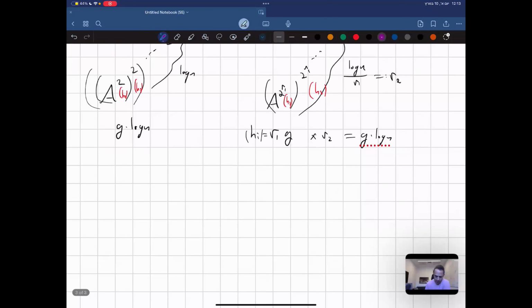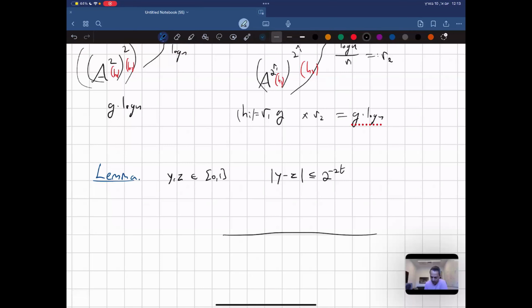And the key lemma, if you recall, a little lemma about numbers, little facts of life, is that if you have two numbers, say y and z, numbers in [0,1], such that they're close. Let's be more specific about the exact parameters. Let's say that they are 2 to the minus 2t close. The drawing I have in my head is the following: we have 0 and 1, and y and z are really close.